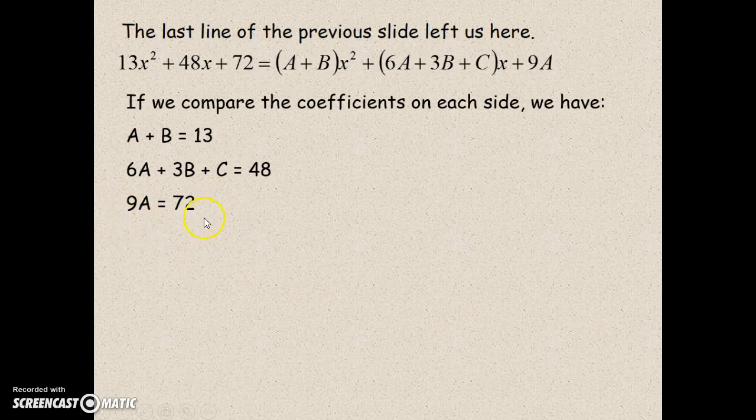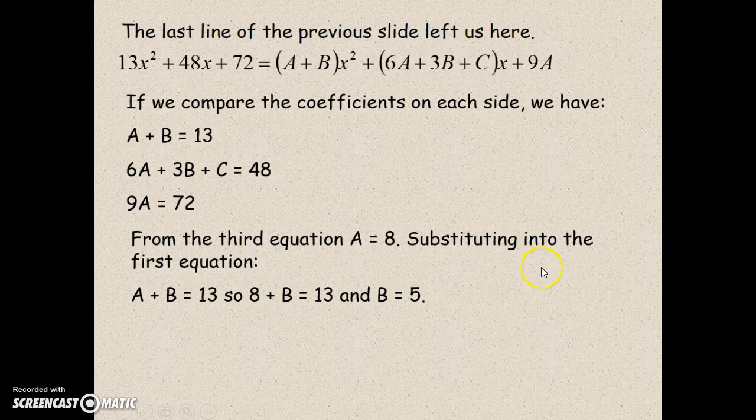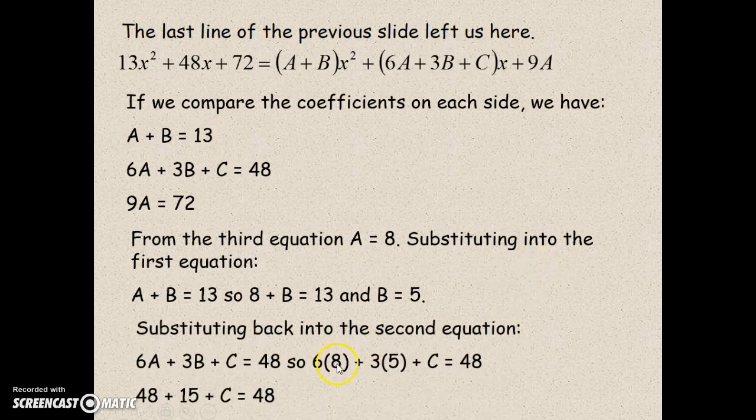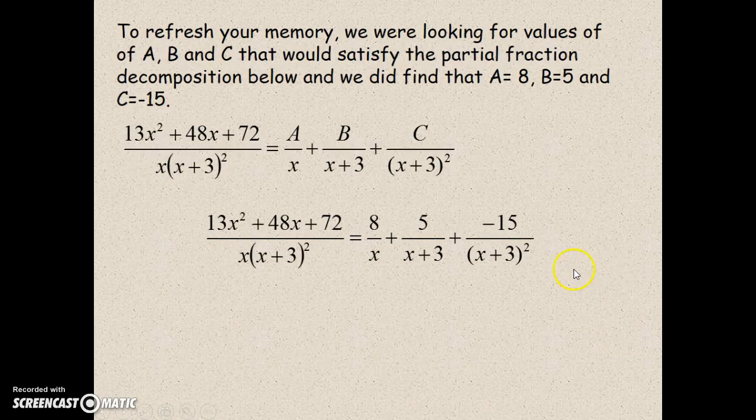It's very easy to solve for a. We know that a equals 8. We can substitute a equals 8 into this equation. We find that b therefore would equal 5, and then we can substitute the values of 8 and 5 into this equation, and we find that c equals -15. So this partial fraction decomposition, or this fraction, came from the addition of these three fractions.